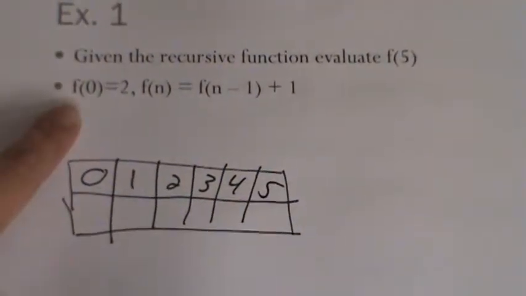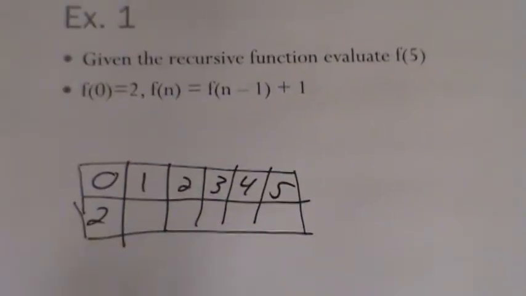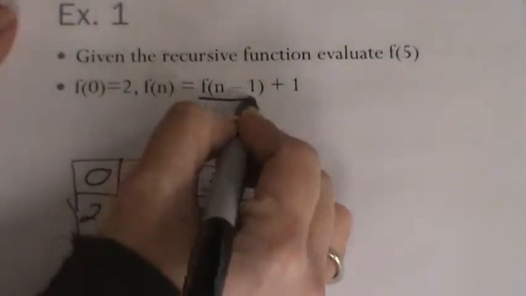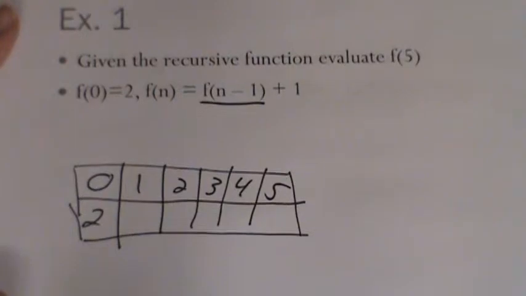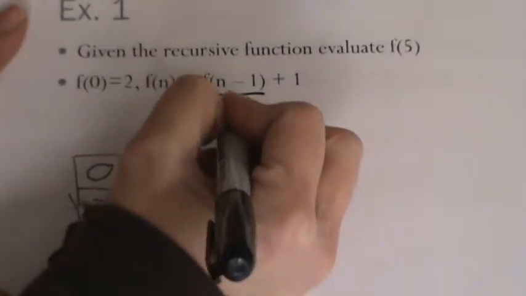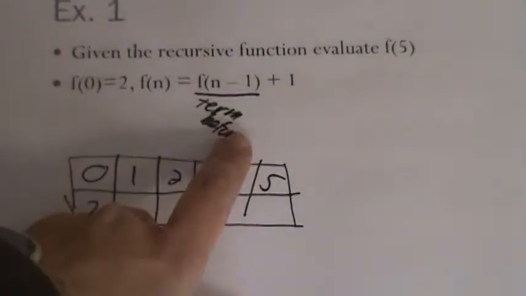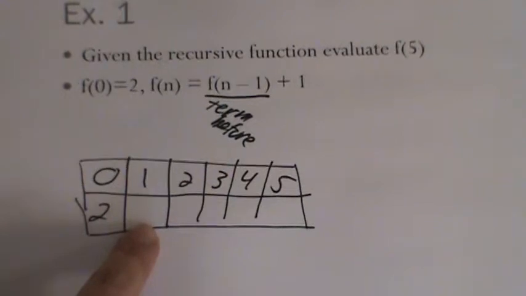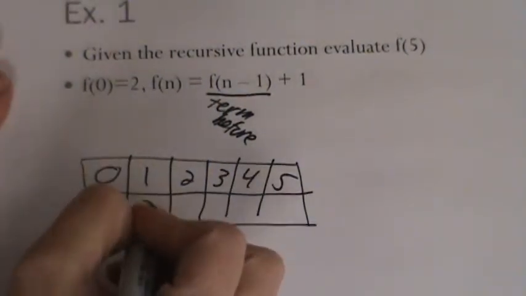Please remember the f of 0 is 2 because that's what it tells me f of 0 is. So that means when you plug in 0, you get 2. What the notation here means, if you remember from the last slide, is the term before. So all we're doing is taking the term before and adding 1. If I want to find this number, I take the term before, which is 2, and I add 1 to it, which would give me a 3.